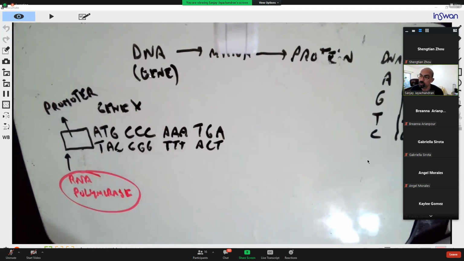We've heard this term template before. What does it mean to have a Microsoft Word template? What does that mean? Everybody know what that means? What does it mean to have a template outside of biology, a Microsoft Word template?